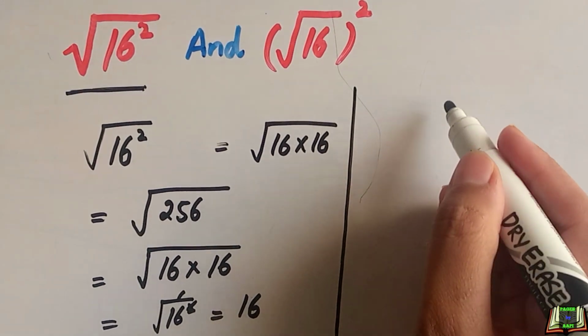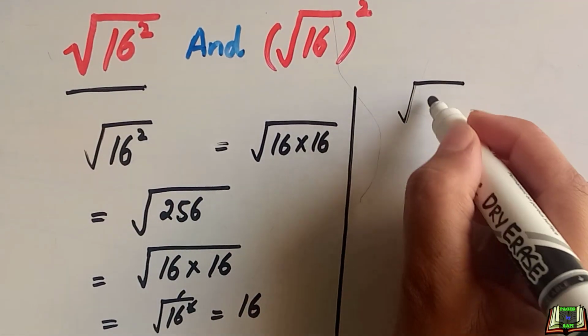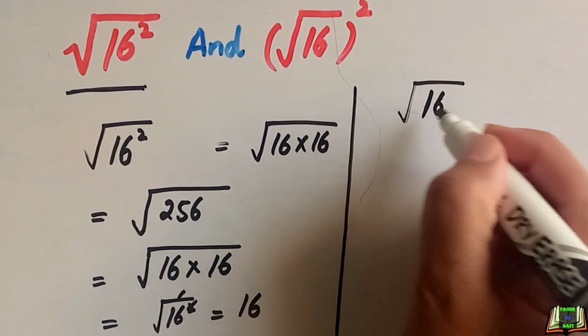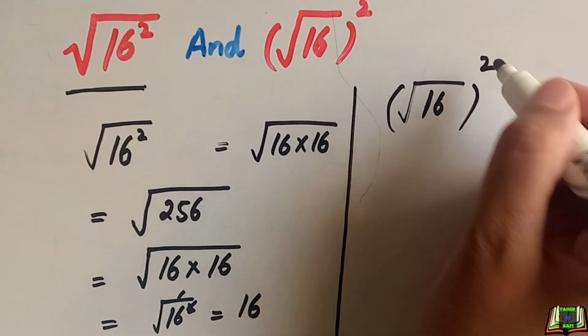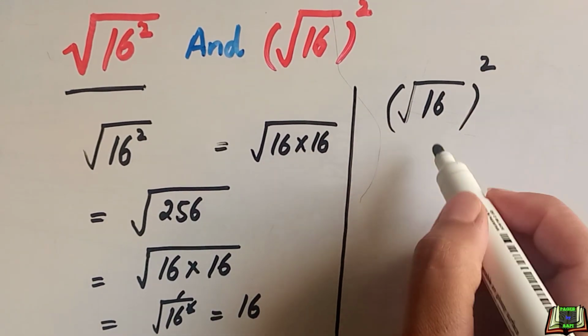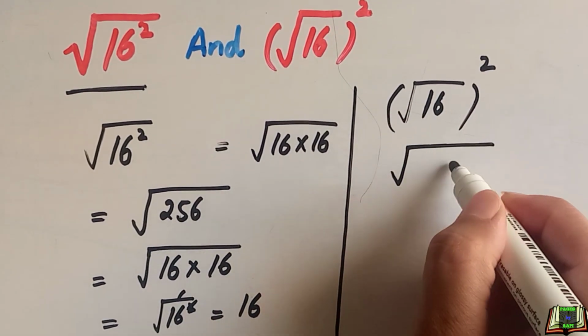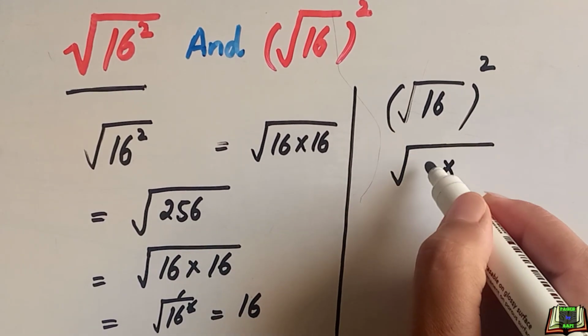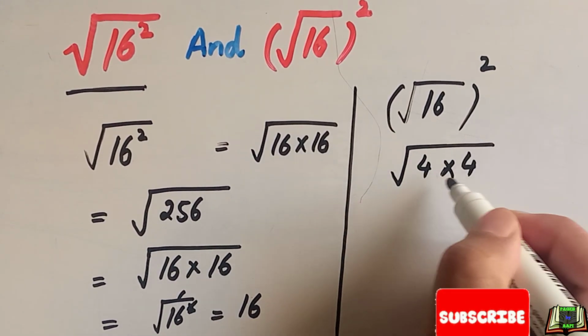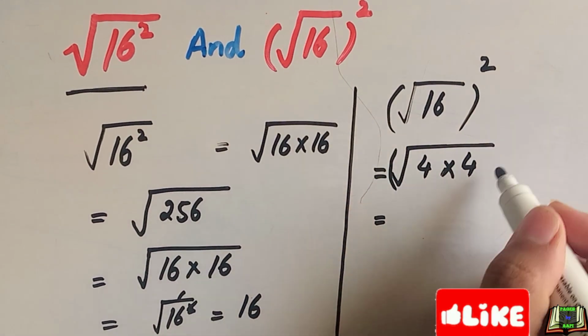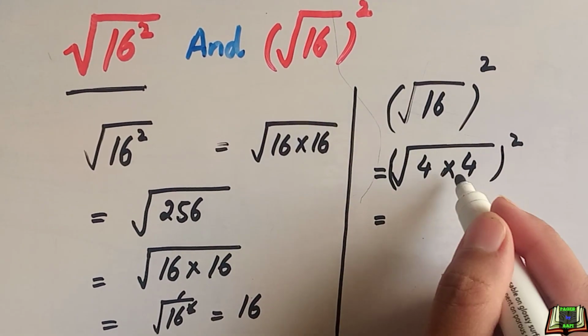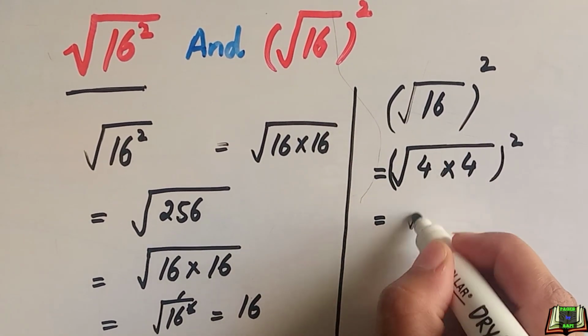Now let's move to the second part. Square root of 16 whole square. Here we are going to solve the square root first. Square root of 16. The number times by itself is 16. So that number is 4. 4 times 4 is equal to 16, whole square. 4 times 4 means 4 square.